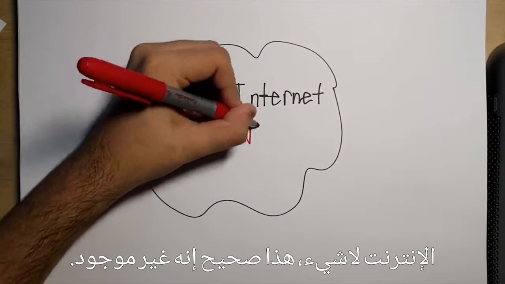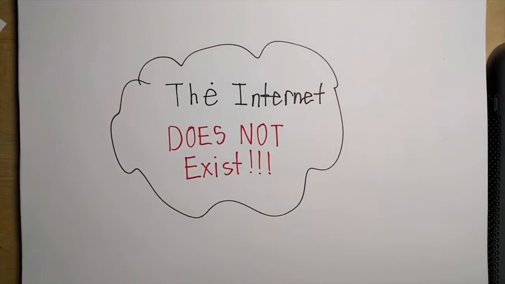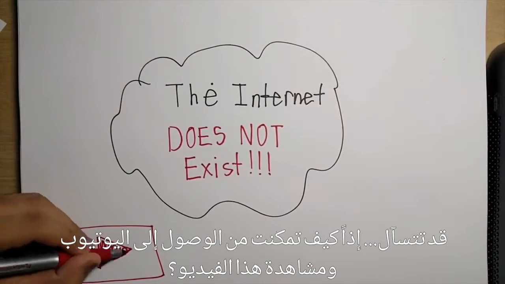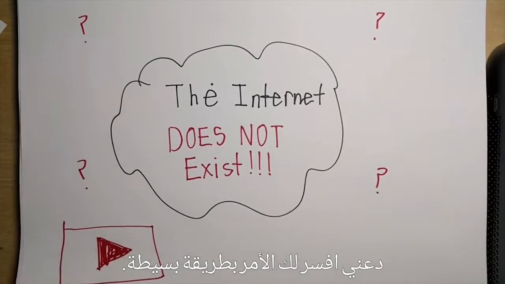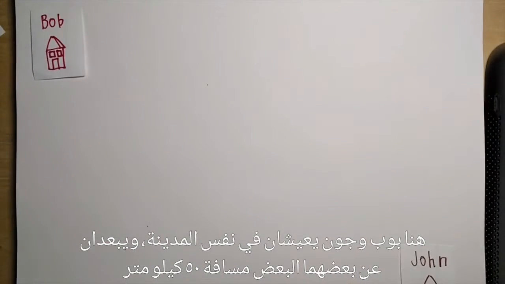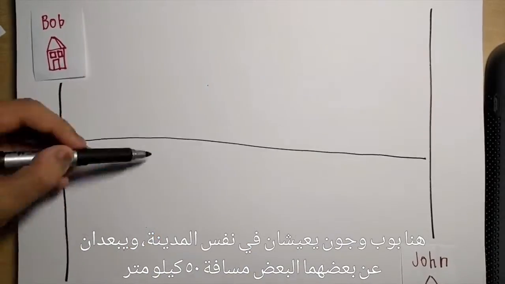The internet is nothing. That's right, it doesn't exist. You may think to yourself, then how did I get on YouTube and watch this video? Let me explain that in a much simpler way. Here we have Bob and John. They live in the same city, however they live 50 kilometers away.